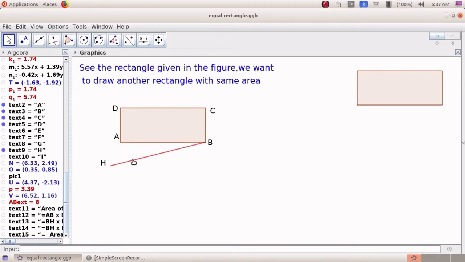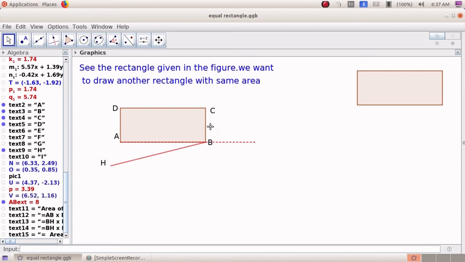To determine that, let us first extend AB outward. AB is extended out. Now on that extended line, let us mark a point such that the distance to that point from B should be the same as the distance from B to C.